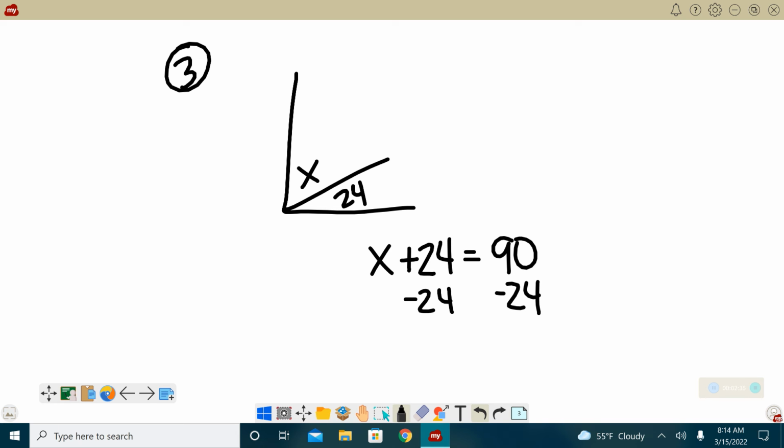24 minus 24 is 0. So we have x equals, and 90 minus 24 has a 6. This one will turn into an 8, so we could borrow that 1. And 8 minus 2 is also 6. So that unknown angle is equal to 66 degrees.